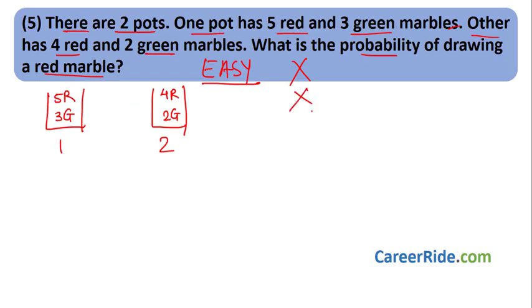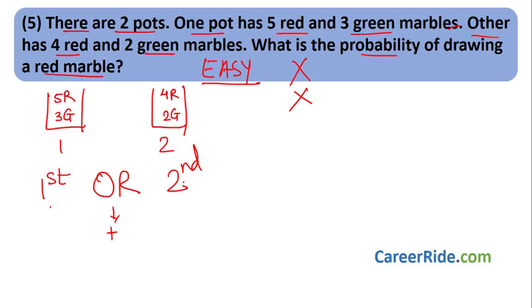First, we do not know from which pot the red marble has been picked. So we can either have the red marble from the first pot, or we can have the red marble from the second pot, right? Or means addition. That means first we have to find the probability of choosing a red marble from the first pot, then the probability of choosing the red marble from the second pot, and then we have to add them.